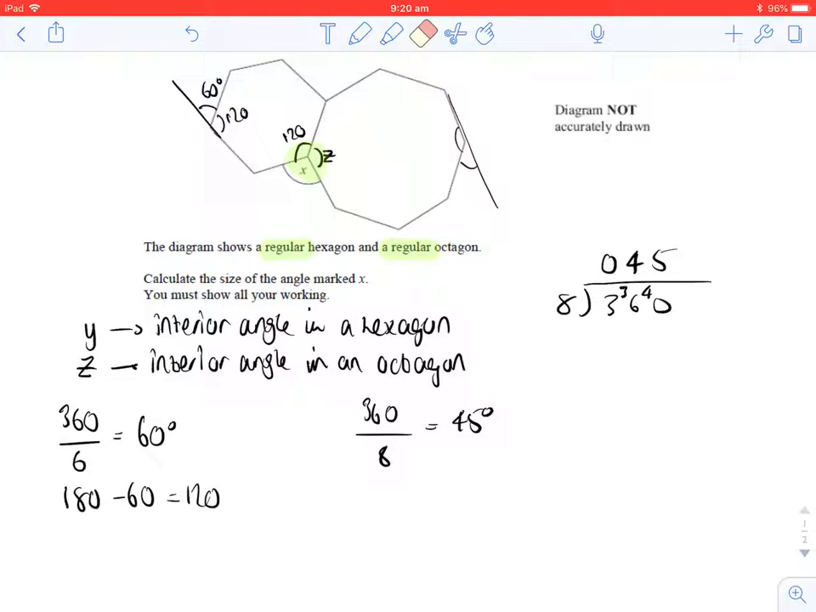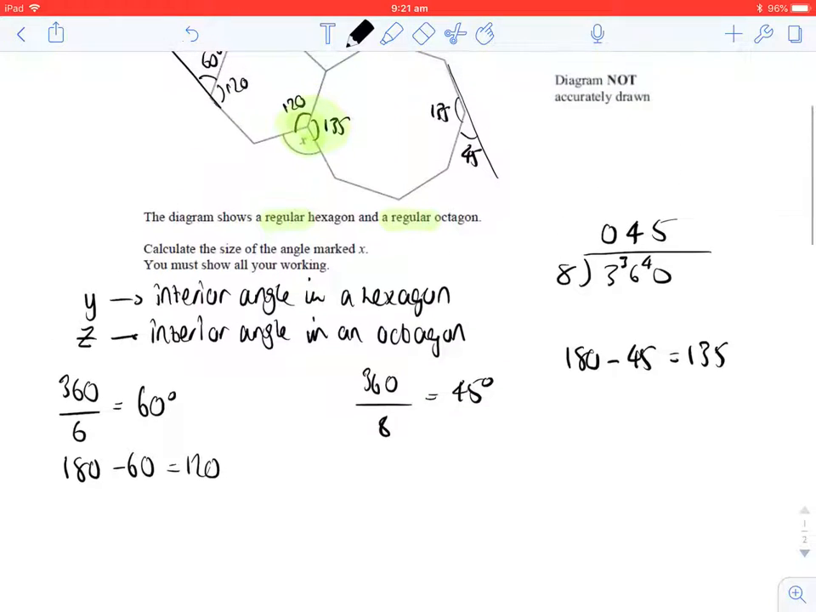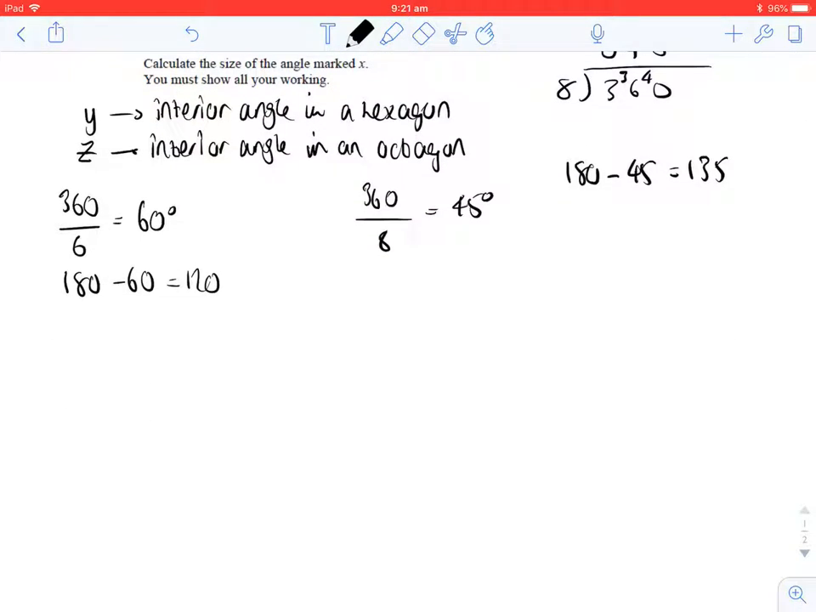So that now tells me that this angle here, Z, this angle outside is 45 degrees. And so if we do 180 take away 45, that leaves us with 135 degrees on the inside, 135 degrees there. Now what we know is that those angles added together will make 360 degrees because that angle is about a point. So we've got 120 and 135.